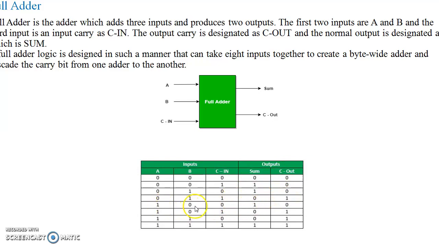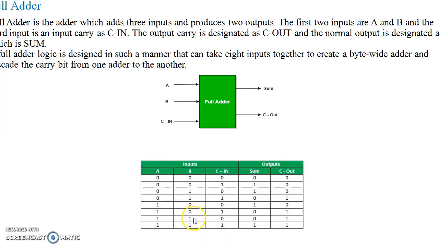Next 1 plus 0 plus 0. So here sum is 1 and carry out is 0. Next 1 plus 0 plus 1. Here 1 plus 0 equals 1 and 1 plus 1 equals 10. So in 10 sum is 0 and carry out is 1.